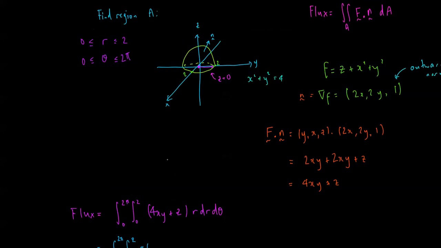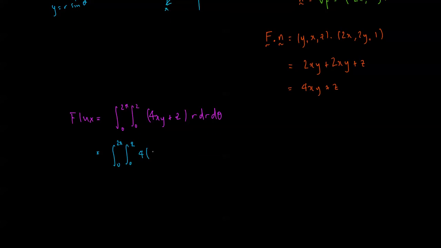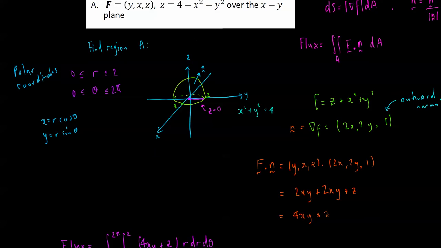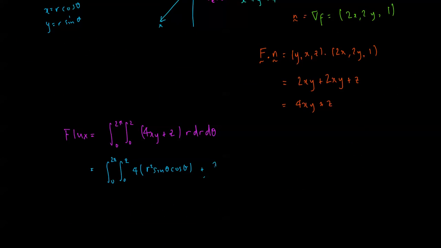What's x? Well, remember we're in polar coordinates. We made a change to polar coordinates. So x is equal to r cos theta, and y is equal to r sine theta. So x times y is r squared sine theta cos theta, plus z, which is equal to 4 minus x squared minus y squared, so 4 minus, x squared plus y squared, r dr d theta.